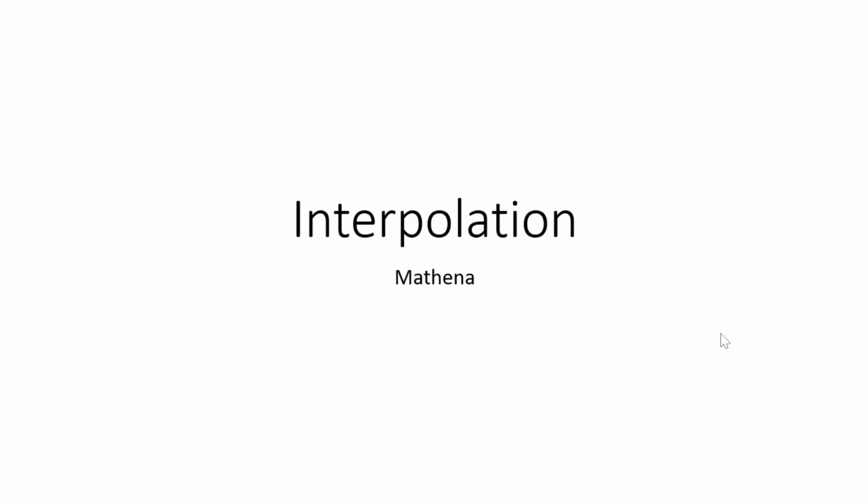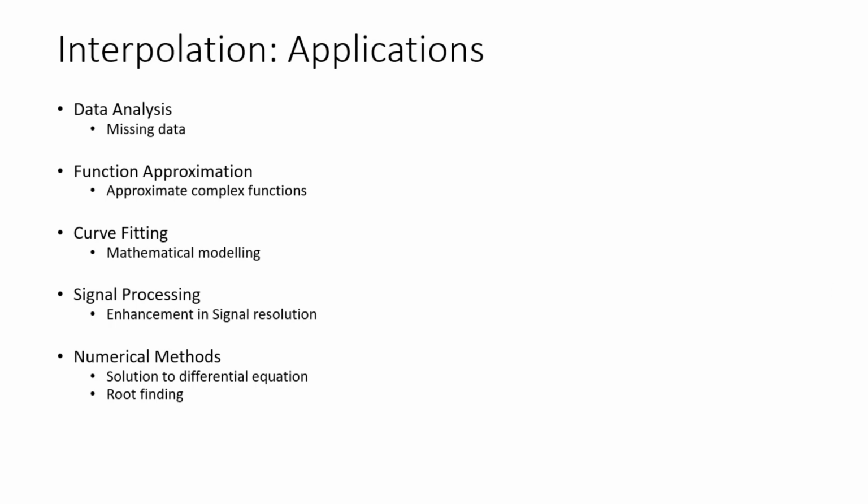In this section, we'll learn about another mathematical operation called interpolation. Interpolation is a mathematical technique used to estimate values within a range of known values. It helps create a smooth curve or function that passes through the given data points. Here is what interpolation does.